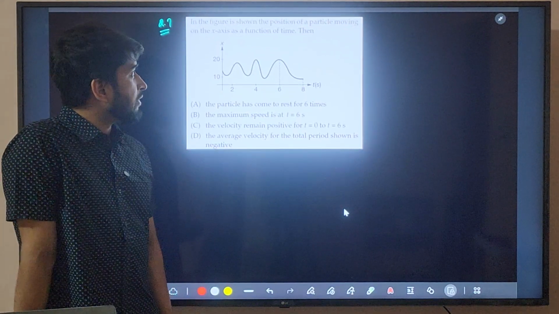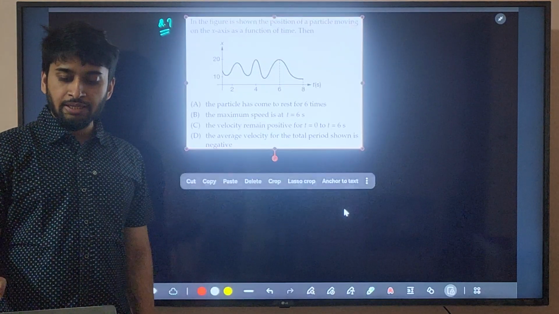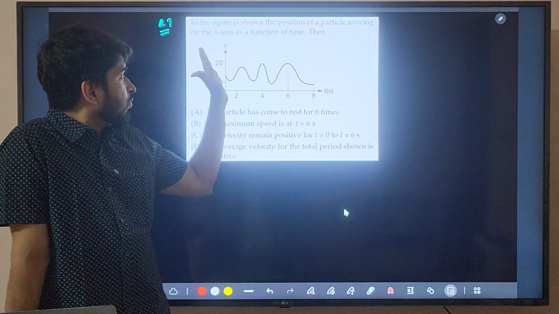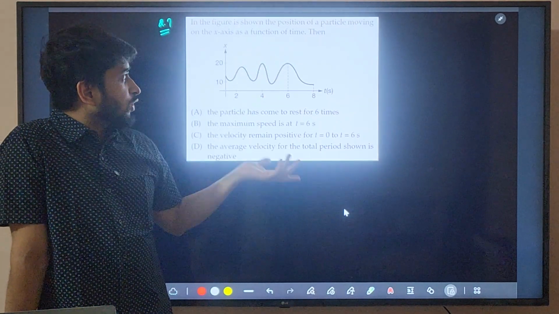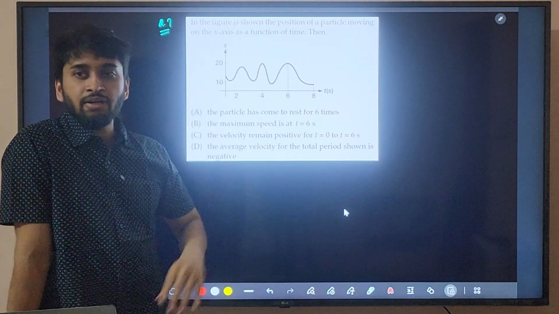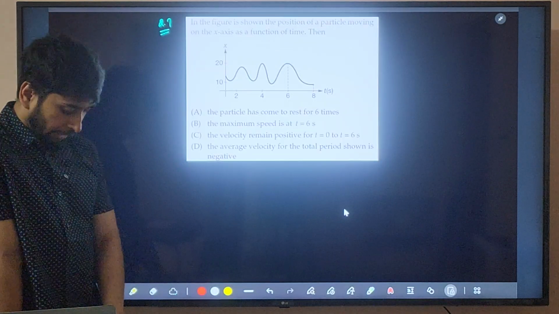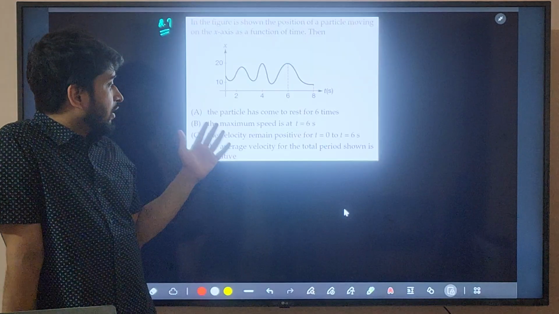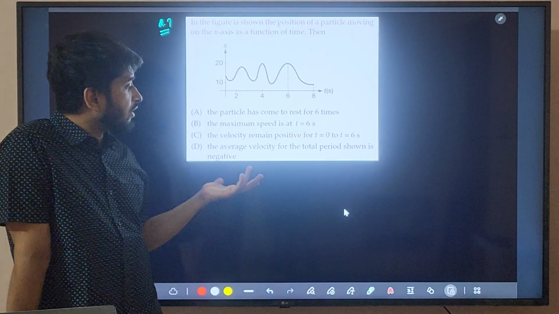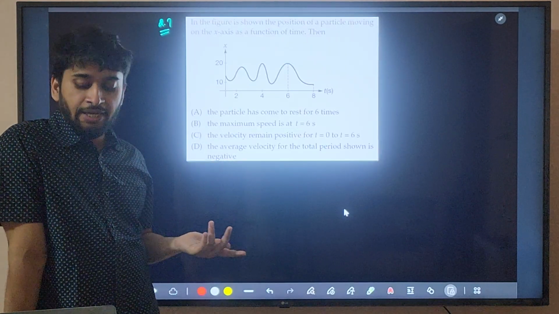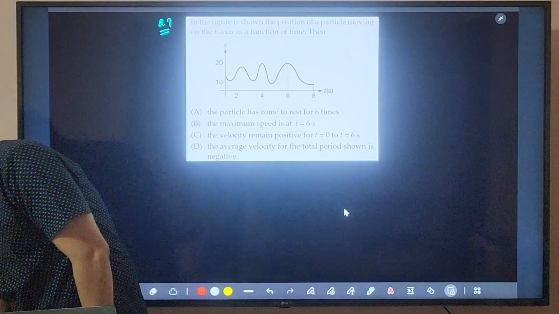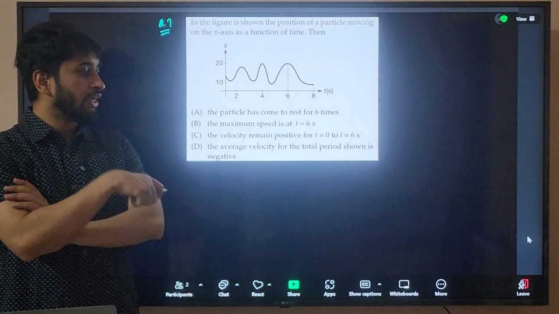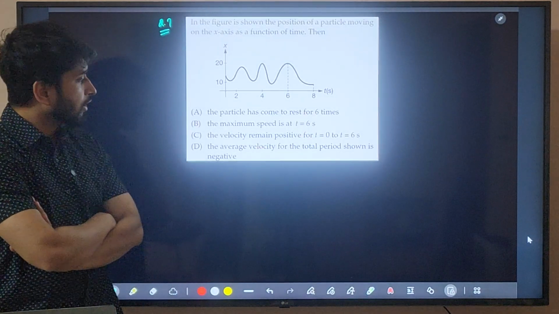Question number 7 says that in the figure shown, the position of a particle moving on the x-axis is given as a function of time. Now we need to figure out which options are correct or which options are incorrect. It's as simple as that. There's nothing much there. You just need to figure out which options are correct and which options are incorrect. So let us have a look.